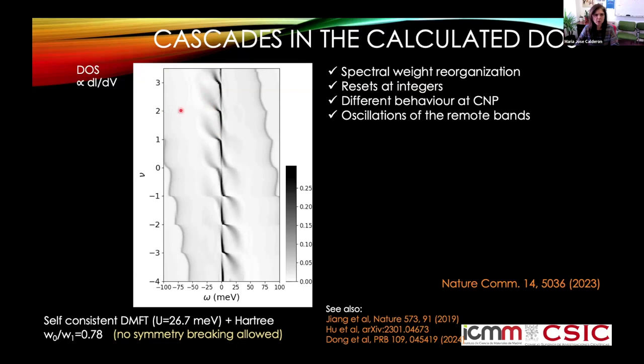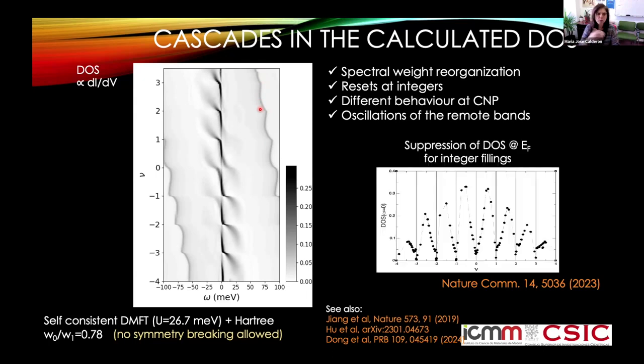And then every time that we fill the bands with an integer value of electrons, we have a reset of this spectral weight reorganization. We also see this different behavior at the charge neutrality point. And here we see the oscillations of the remote bands. Okay, these oscillations of the remote bands are coming from a part that I forgot to mention before, but there is a part in the remote band that is very flat. So this is giving us this strong signal at higher energies.